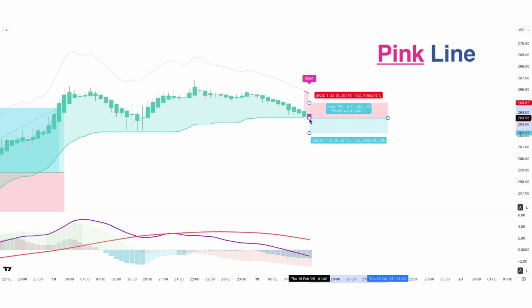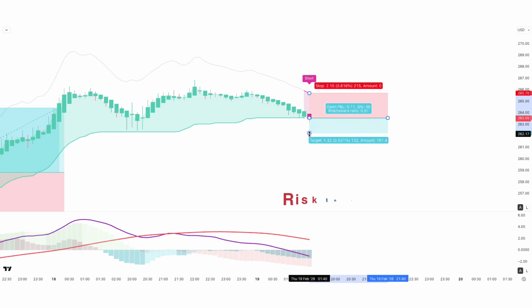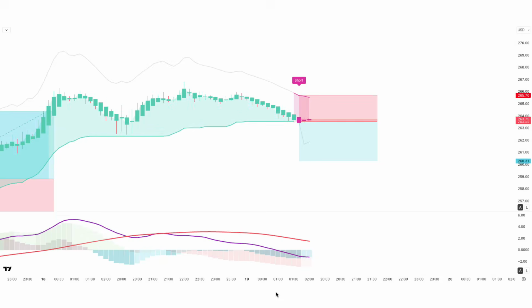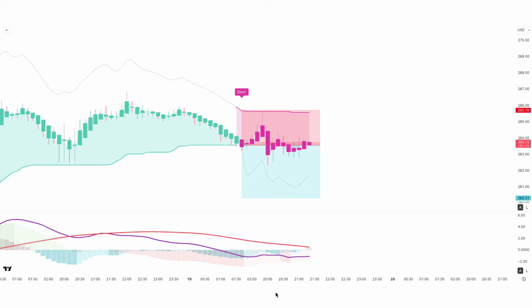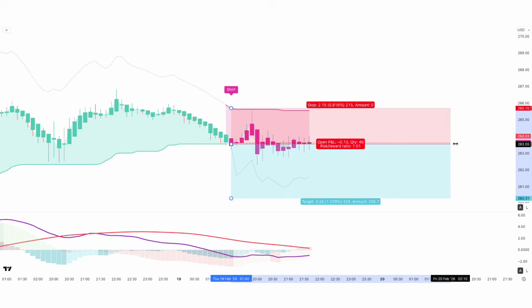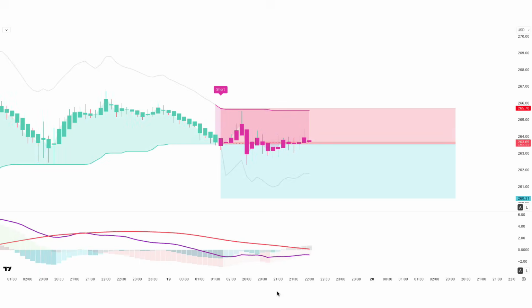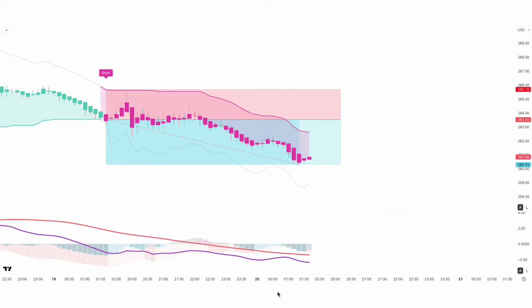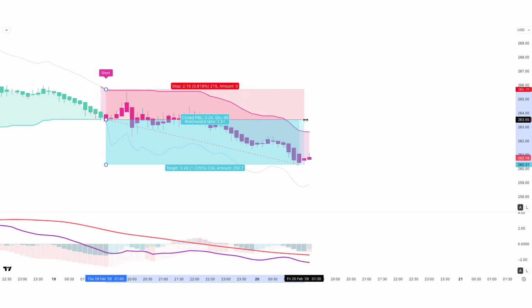Our stop loss is to be placed at the pink line, and the risk-to-reward ratio will be 1:1.5. Let's see what happens to our trade. Our trade is running in profit. We have won the trade. Let's find the next trade.